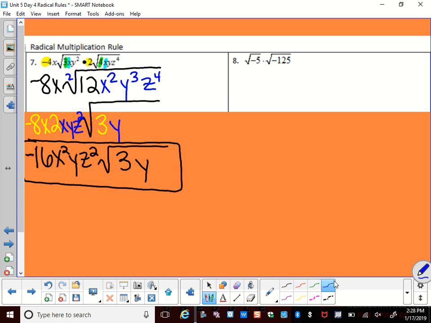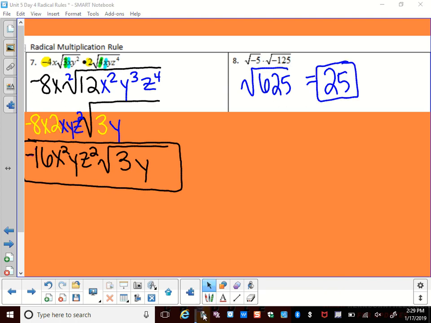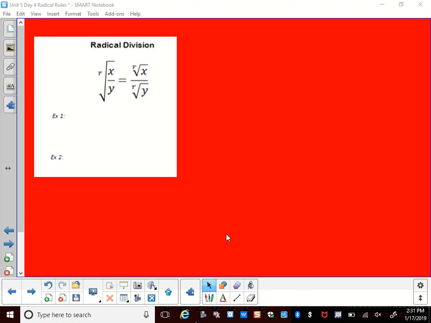All right, number 8, we're just multiplying everything together. What is negative 5 times negative 125? What is it? 625. What's the square root of 625? 25. Any questions? All right, let's look at this one.